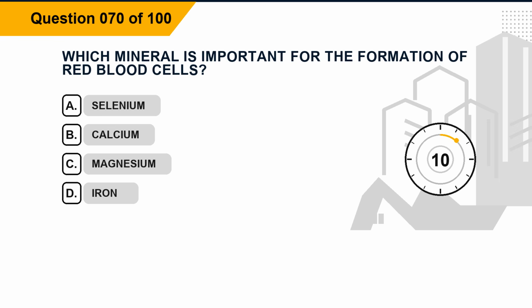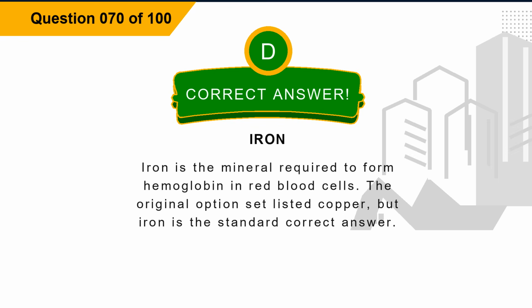Question 70. Which mineral is important for the formation of red blood cells? Option A, selenium. Option B, calcium. Option C, magnesium. Option D, iron. The correct answer is option D, iron. Explanation. Iron is the mineral required to form hemoglobin in red blood cells. The original option set listed copper, but iron is the standard correct answer.